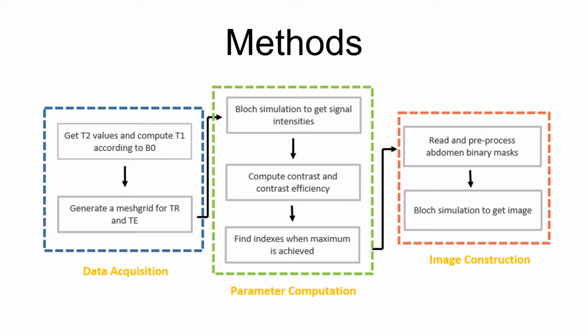Second process is parameter computation. Block simulation helps calculate corresponding steady-state signal intensity for every TE-TR pair. Then for each pair, contrast and contrast efficiency can be derived. Iterate through the contrast array, and the indexes for the maximum can be found, which is the best parameter setting. At last, read the digital phantom and do some pre-processing such as keeping targeting tissues and blocking all other tissues. Use block simulation again, this time applying best parameters, and the image that maximizes contrast can be constructed.